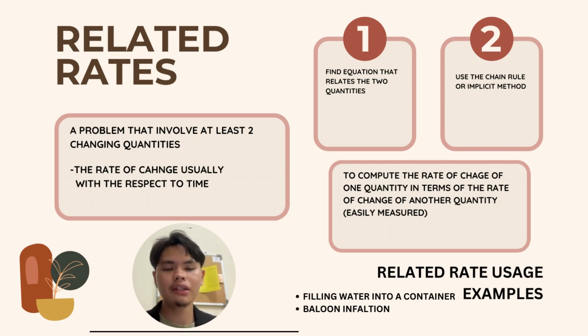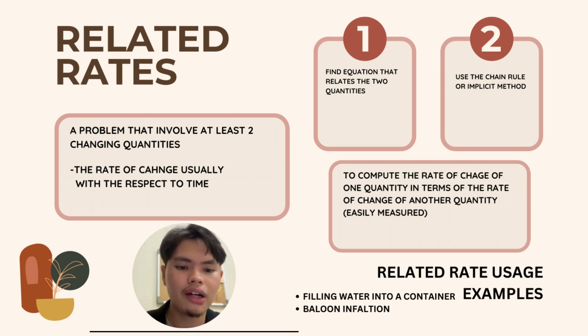In a related rates problem, you are typically given the rate at which one quantity is changing and asked to find the rate at which another related quantity is changing. The key idea is to establish a relationship between the variables involved and then use calculus to find the rate of change of one variable with respect to the other.